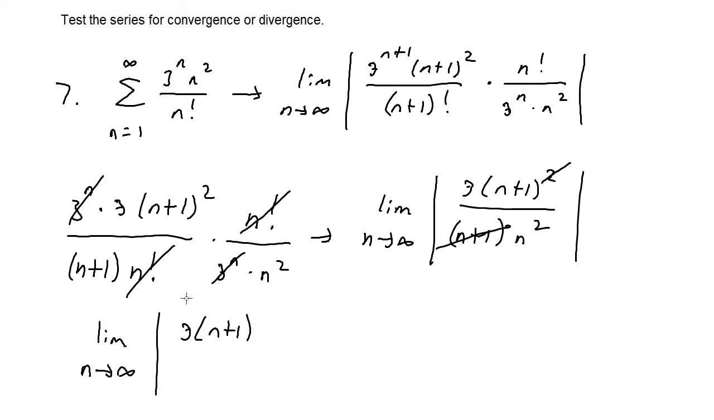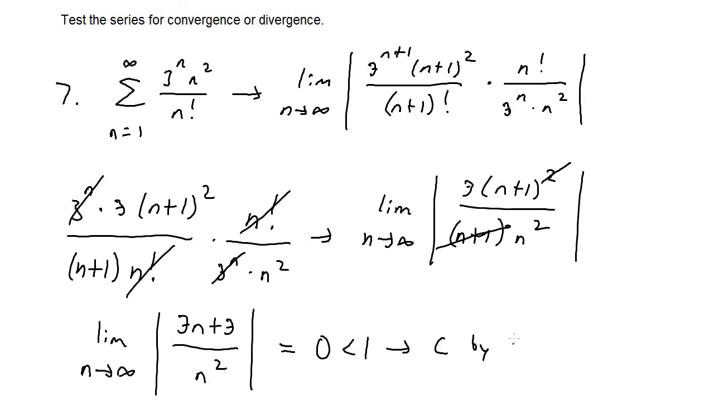Now actually distribute the 3, so I'll just rewrite it as 3n plus 3 over n squared. Now notice this is a bottom heavy fraction, so the limit to infinity is going to be 0. And because 0 is less than 1, this series will converge by the ratio test.